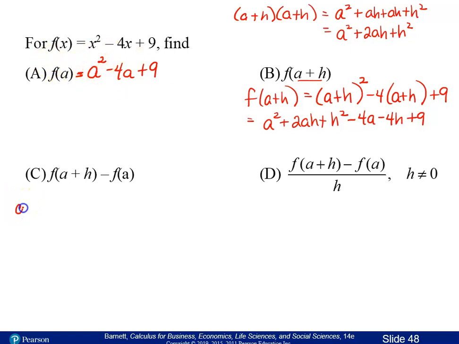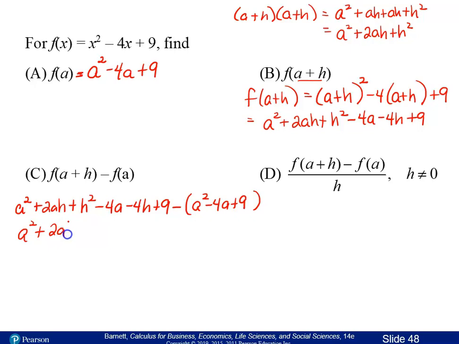Okay. So that's going to be a squared plus 2ah plus h squared minus 4a minus 4h plus 9 minus parentheses a squared minus 4a plus 9. If you don't put this parenthesis here, everybody thinks the negative just goes for the a squared. It goes for that entire term, or that entire expression, and so you need that negative there. All right, so when we distribute that negative, so I'm just recopying here, distribute the negative.